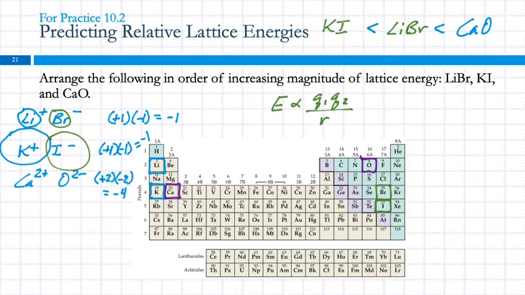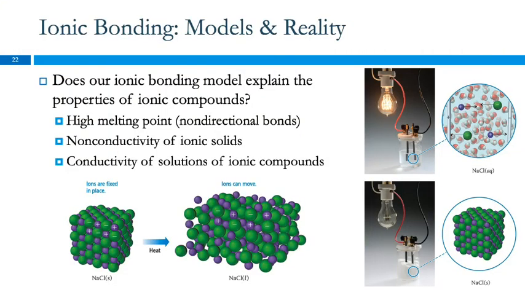Compare things with the same charges, decide based on size. Compare things with different charges, do it based on the charge. So the smaller the ion, the stronger they stick. The more they stick, the closer they get, the higher the lattice energy. So then it's always good to see, do our models match up with reality? They do.